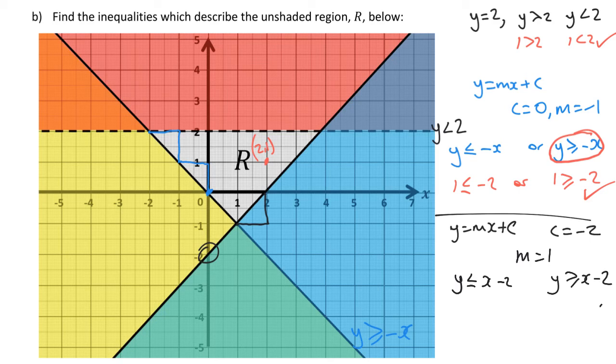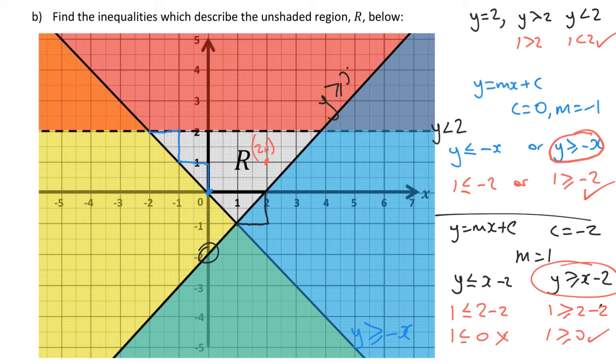We can sub in a point, so we'll use (2, 1) again, and we can see that y is 1, so that's going to be 1 is less than or equal to 2 take 2, or 1 is bigger than or equal to 2 minus 2. 2 take away 2 is 0, so this would say 1 is less than or equal to 0, which is not true, whereas 1 is bigger than or equal to 0 is true. So the equation there is y is more than or equal to x minus 2.